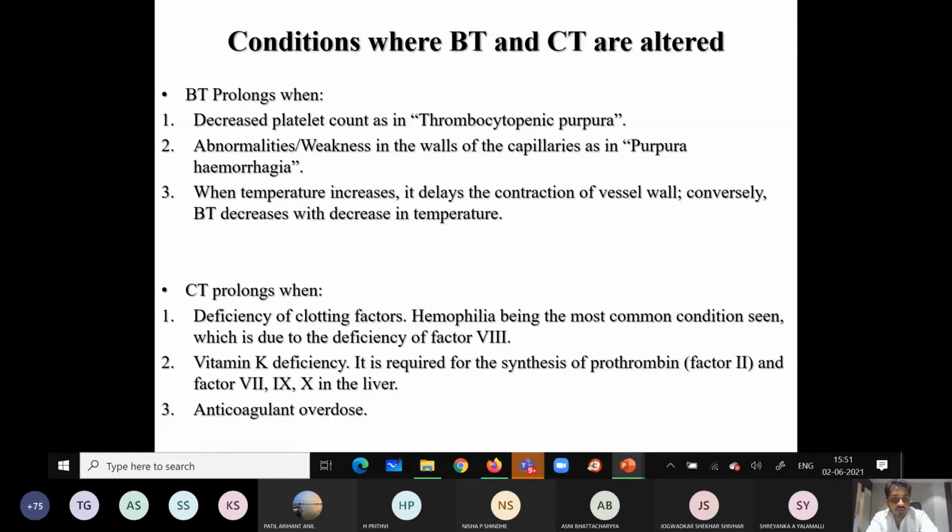Clotting time prolongs in deficiency of clotting factors, hemophilia being the most common condition seen, which is due to the deficiency of factor 8. Vitamin K deficiency, as it is required for the synthesis of factors 2, 7, 9, 10 in the liver, and anticoagulant overdose. These are the three things where clotting time prolongs.